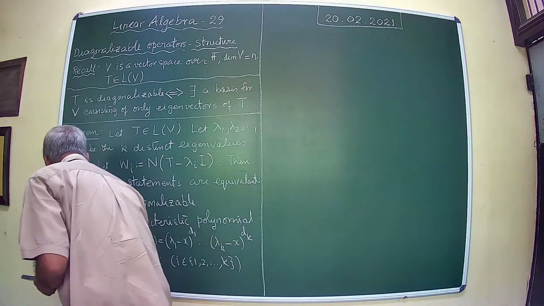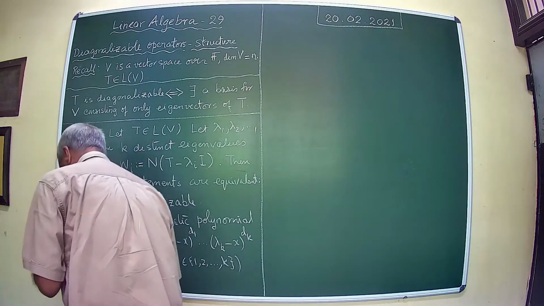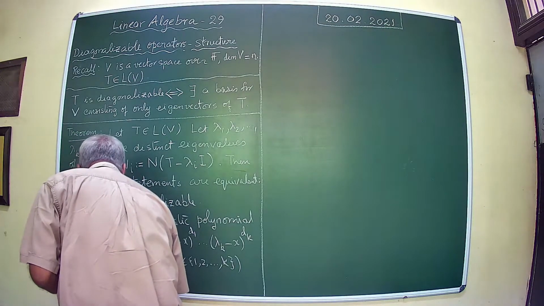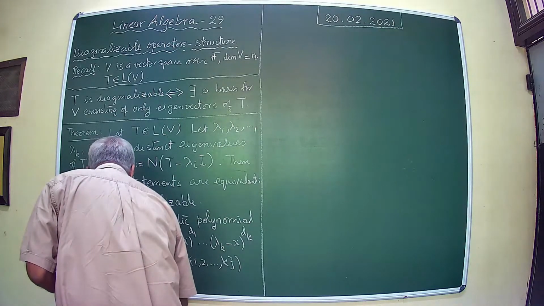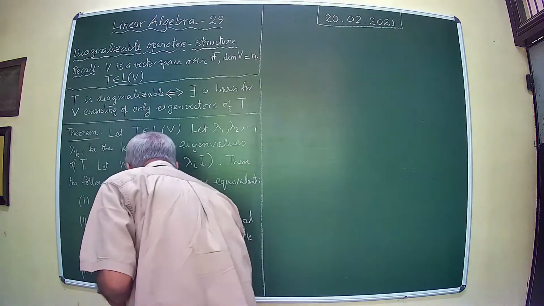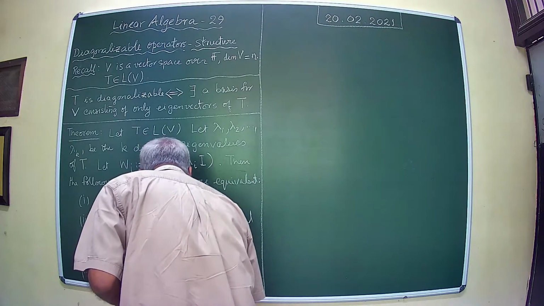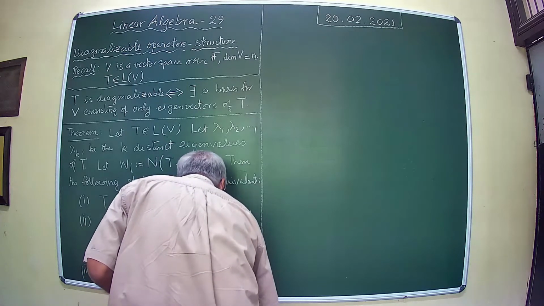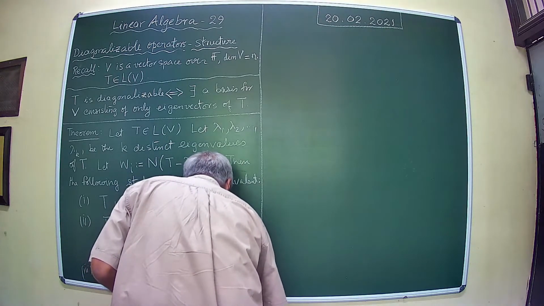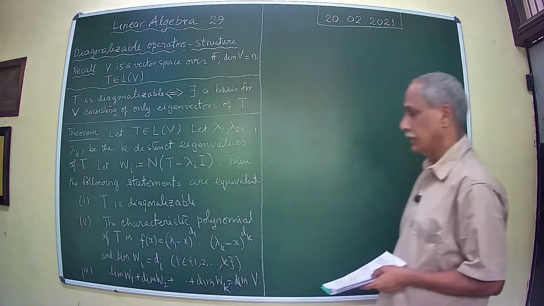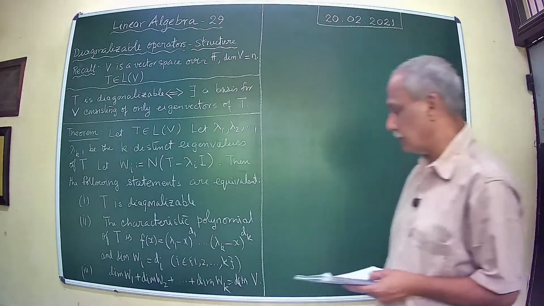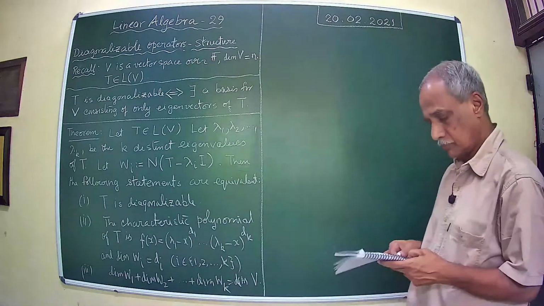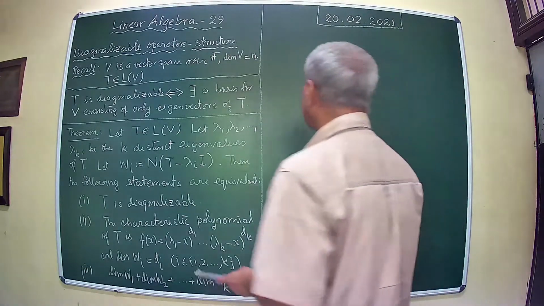The third statement is that dimension of W1 plus dimension of W2 and so on up to dimension of Wk equals dimension of V. Okay, let me just give a brief proof of this.